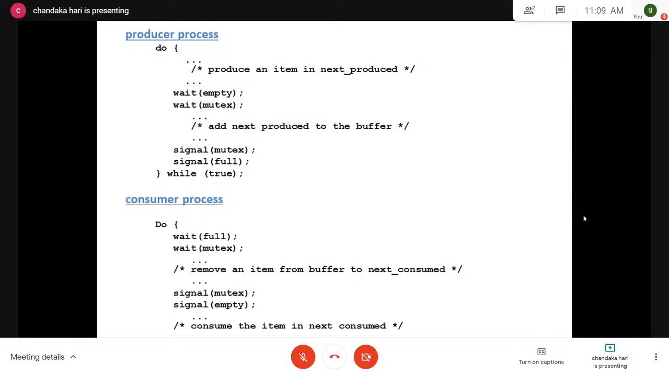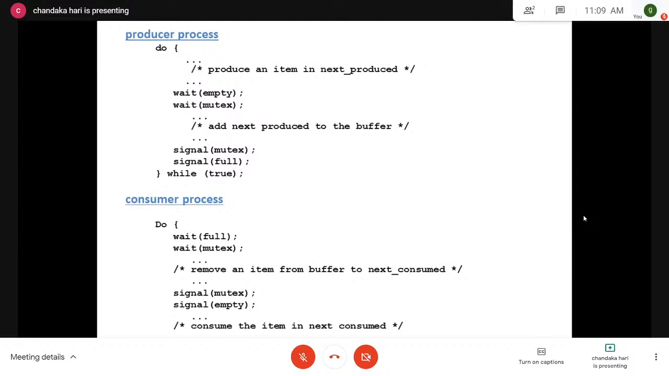So, the consumer is waiting for this full. Now, see, the producer is issuing a signal full. That is, the consumer is waiting for that. Yes, wait full. So once you have wait full, that implies waiting for full, in the sense, yes, at least one item is there for consuming from the buffer.